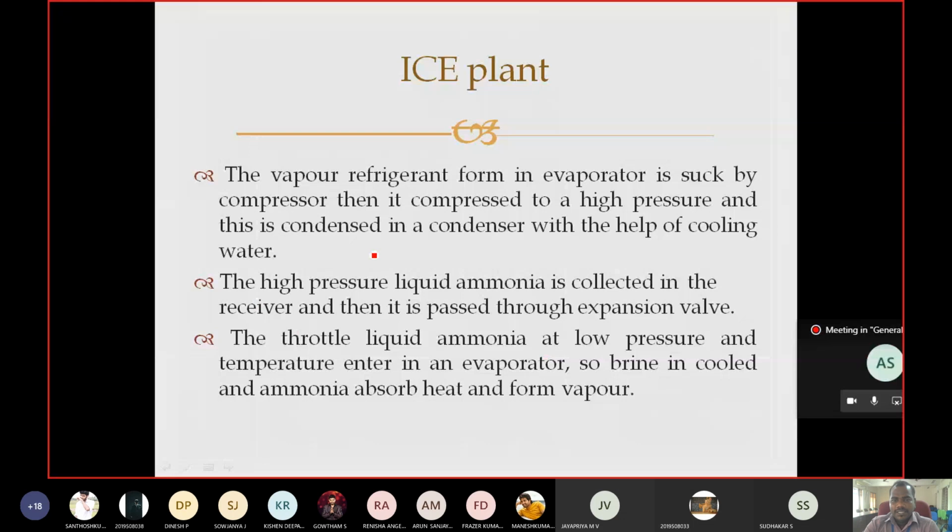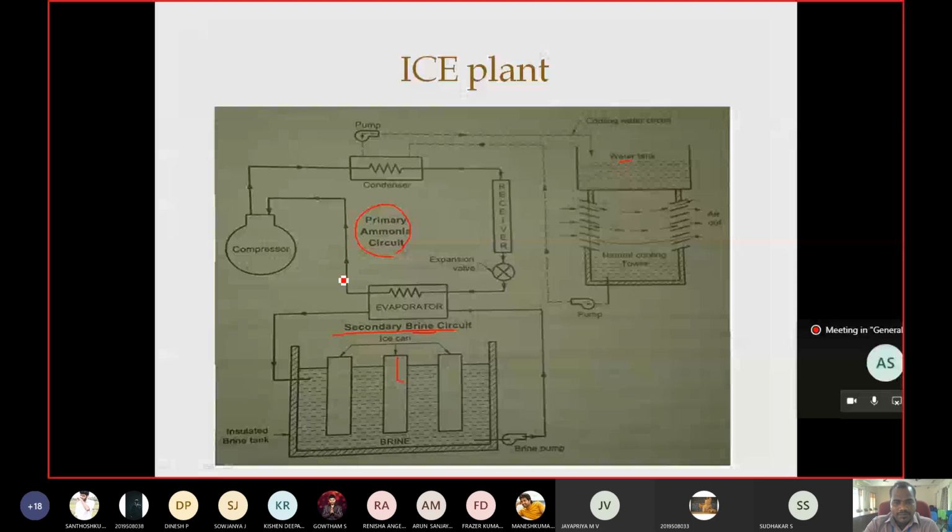Then this is condensed in the condenser with the help of cooling water. This is the primary circuit. After the exit of the evaporator, we get the low pressure vapor, right? This low pressure vapor is again sucked by the compressor and compressed to get the high pressure vapor. Then again this will pass through the condenser.